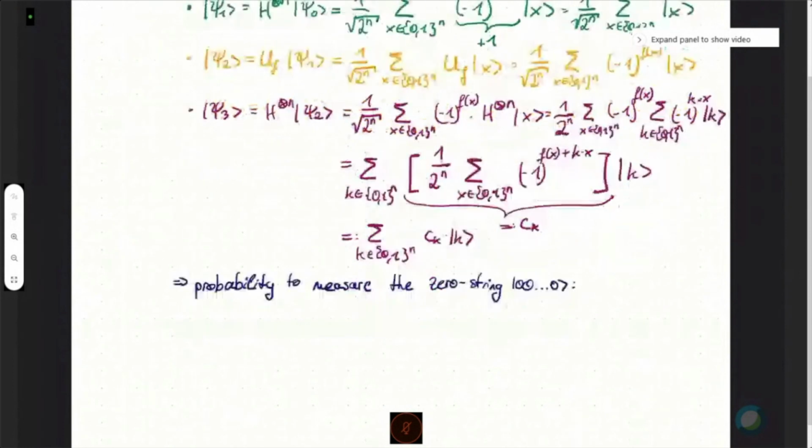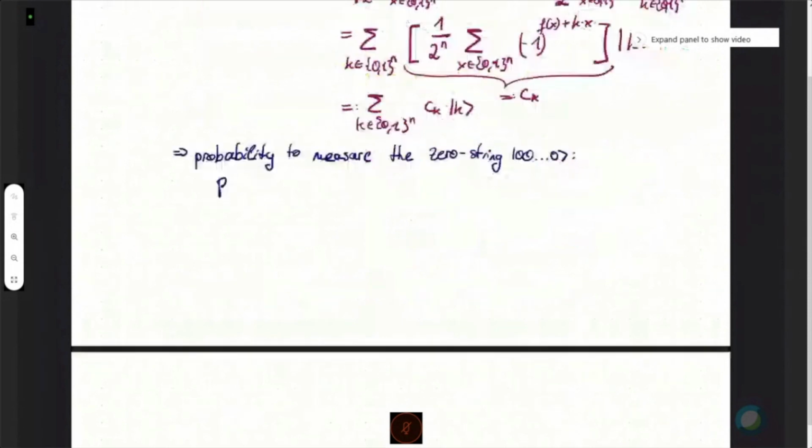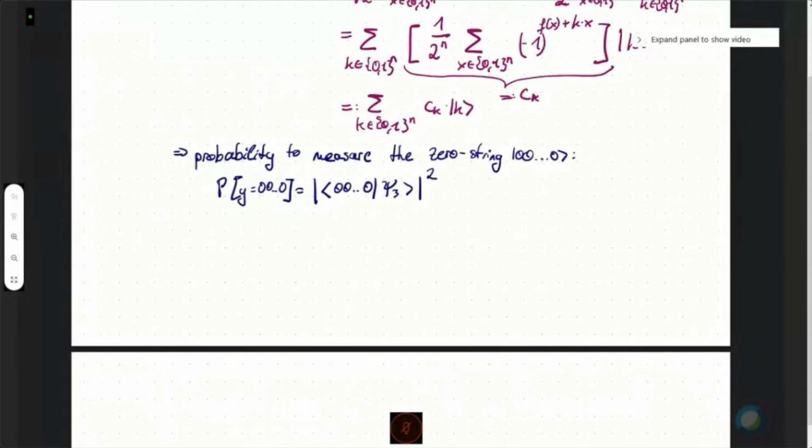Now we remember from yesterday, the Born rule: the probability to get the outcome all zeros is given by the projection of our final state psi3 onto the zero state. I take the inner product and the absolute value, and then square it. And now if I replace the psi3 with the formula that I just wrote before, I get the sum over all k, ck, and then the inner product of the 0-bit string and the bit string k.